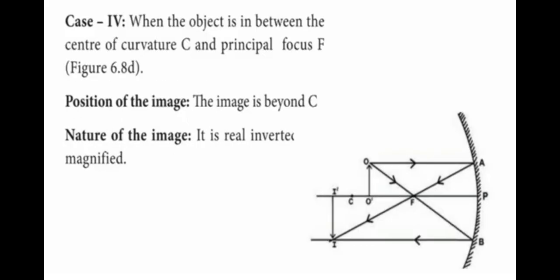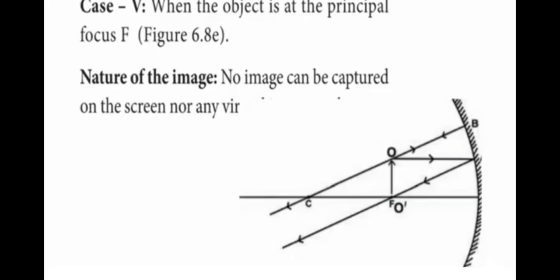Case 4. When the object is in between the center of curvature C and principal focus F, the position of the image is formed beyond C. I dash is the image. So the nature of the image is real, inverted, magnified. Case 5. When the object is at the principal focus F, the object is kept on the principal focus F. Nature of the image: no image can be captured on the screen, nor can any virtual image be seen.